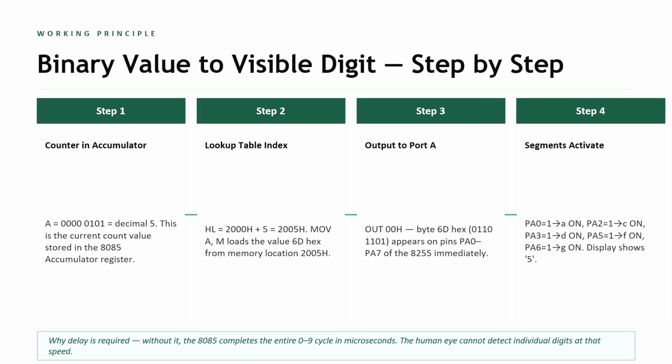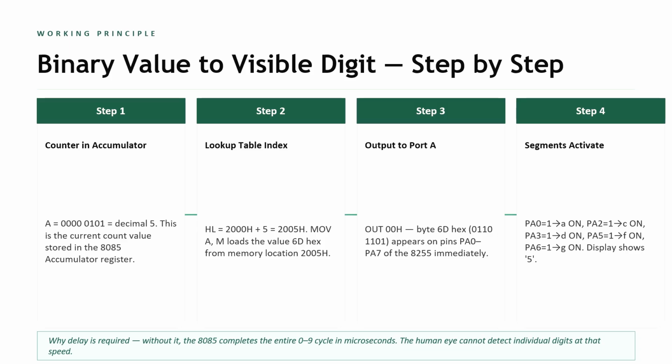Lookup table index, that is step 2. The HL register pair holds the base address 2100H. We add the digit value 5 using DAD B, making HL equal 2105H. The instruction MOV A, M then loads the byte stored at memory location 2105H into the accumulator. The byte is 92H, the common anode segment code for digit 5.